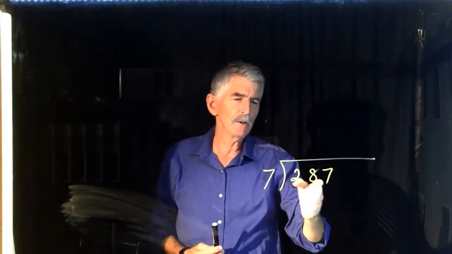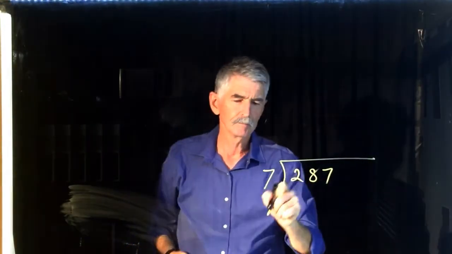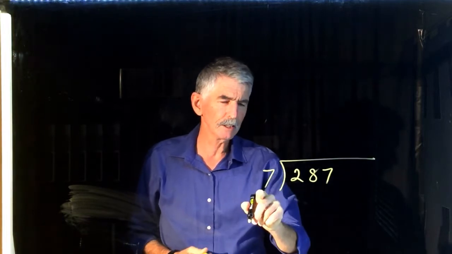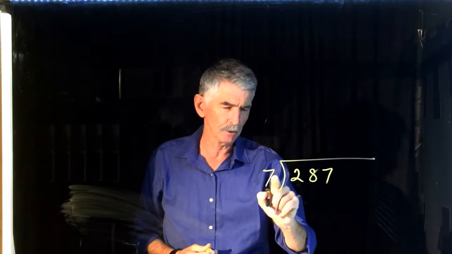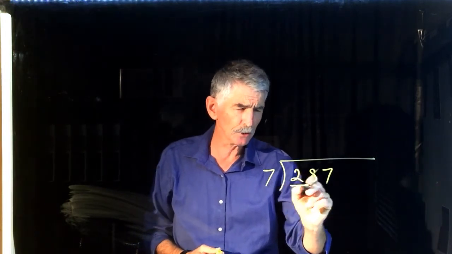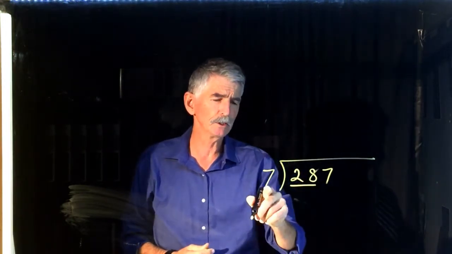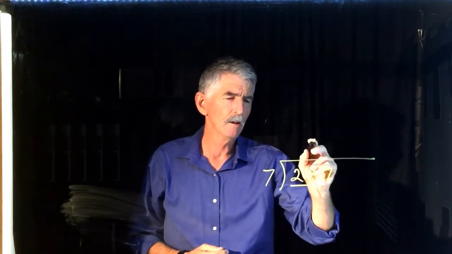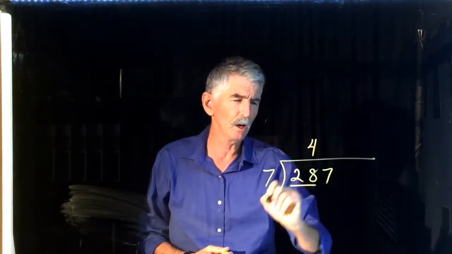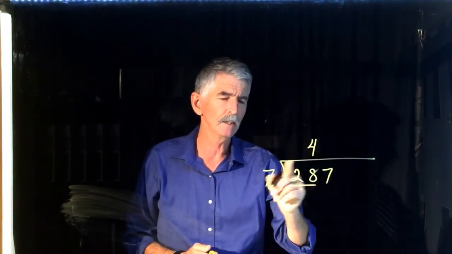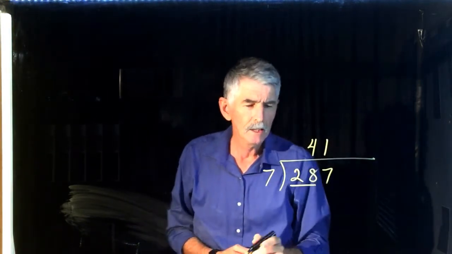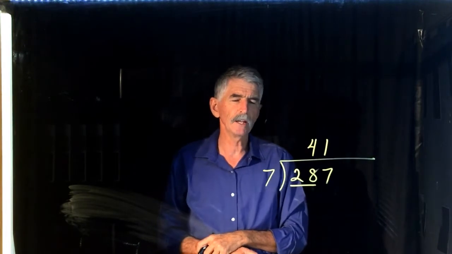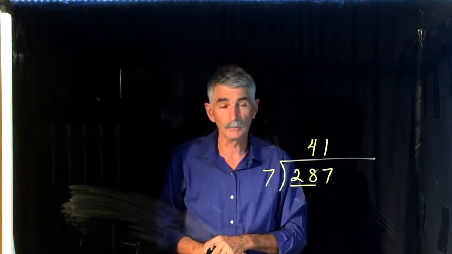So now we're going to try and divide 287 by 7. So we start off by asking ourselves the question, how many times does 7 go into 2? I can't do it. So then I look at the first 2 digits. 7 goes into 28 4 times. That leaves me with a whole number, and I don't have to trade anything down. How many times does 7 go into 7? The answer is 1. And so 7 goes into 287 41 times.